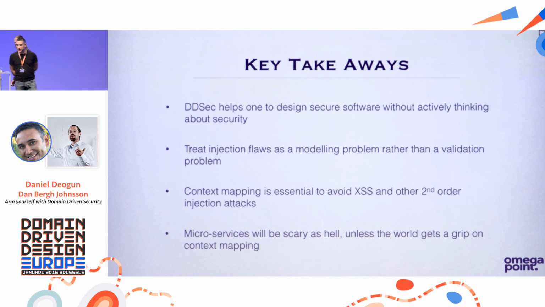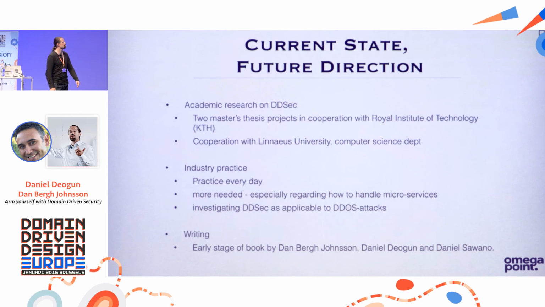And of course, context mapping was a very good tool for you to discover broken maps and thereby preventing second-order attacks and cross-site scripting and such. And finally, we think microservices are scary as hell, unless the world actually gets a grip on context mapping. So this is basically the current state, future direction.